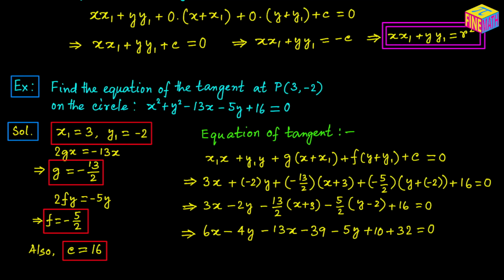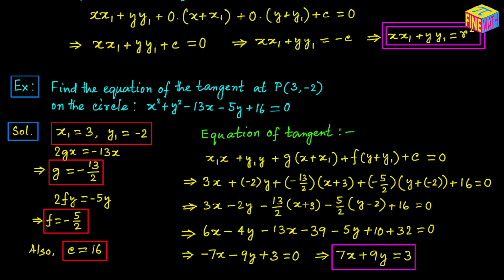And now if we reorganize the terms a little bit, the equation is going to look like this. Negative 7x minus 9y plus 3 is equal to 0. And then we can write it as 7x plus 9y is equal to 3. And that is the equation of the tangent line at point P on this circle. And that is our answer.